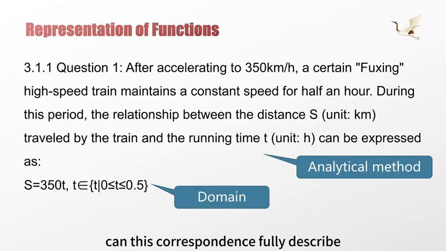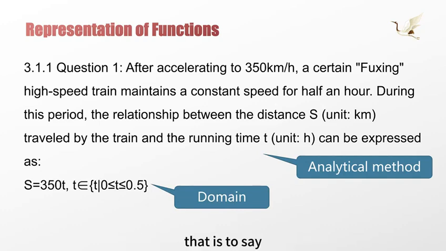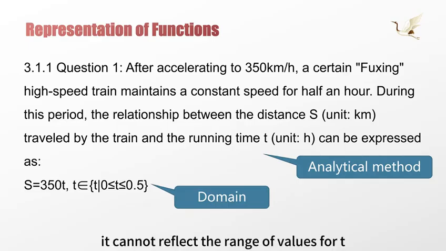Can this correspondence fully describe the functional relationship in the problem? It seems impossible. We cannot yet reflect this relationship in the corresponding relationship. That is to say, it cannot reflect the range of values for t.